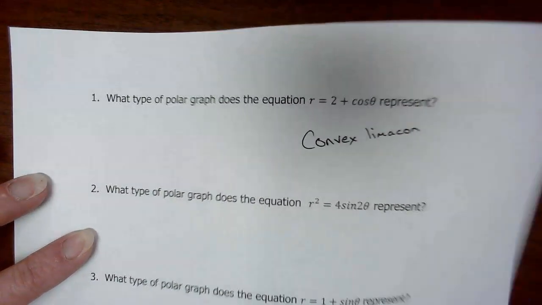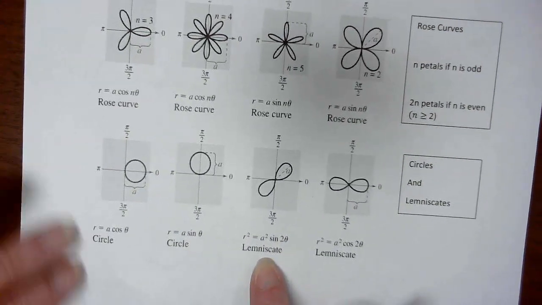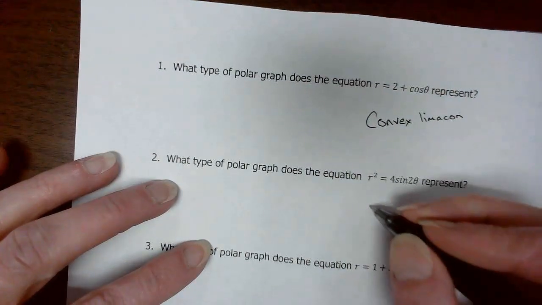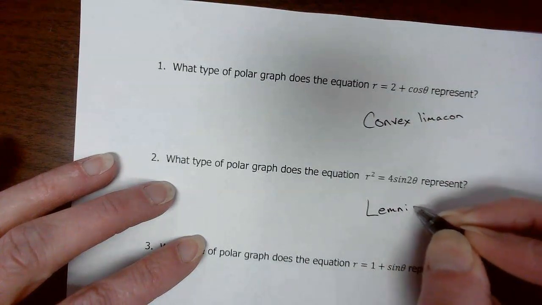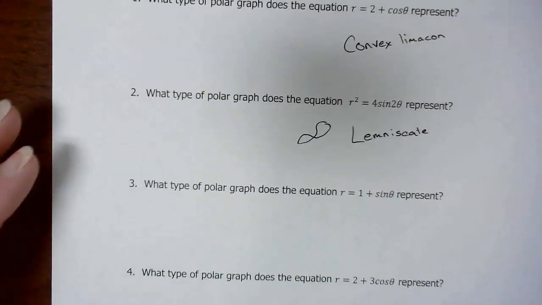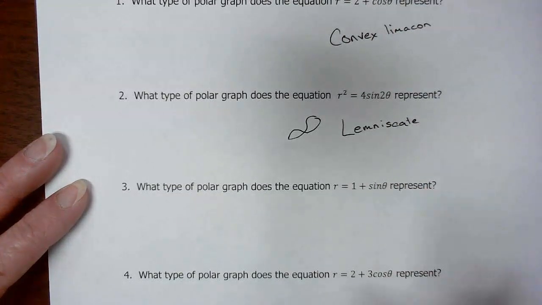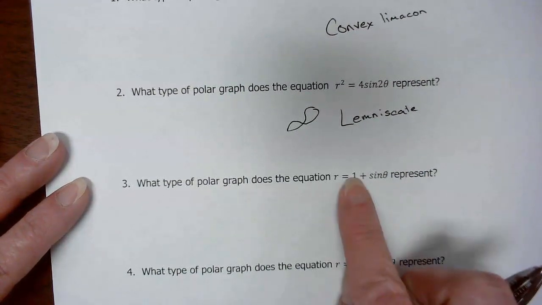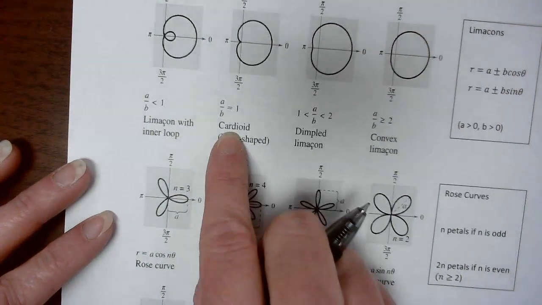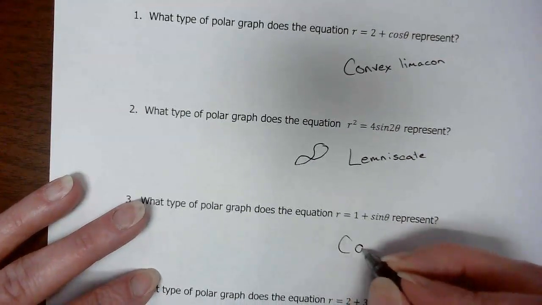R squared equals 4 sine 2 theta. That's a lemniscate. And it's the one that's looking sideways. 1 plus sine theta. Okay, so when it's the number plus, that's a limacon. And this plus and the amplitude of the same thing, so 1 over 1. It would be a cardioid. It'd be a heart shape.